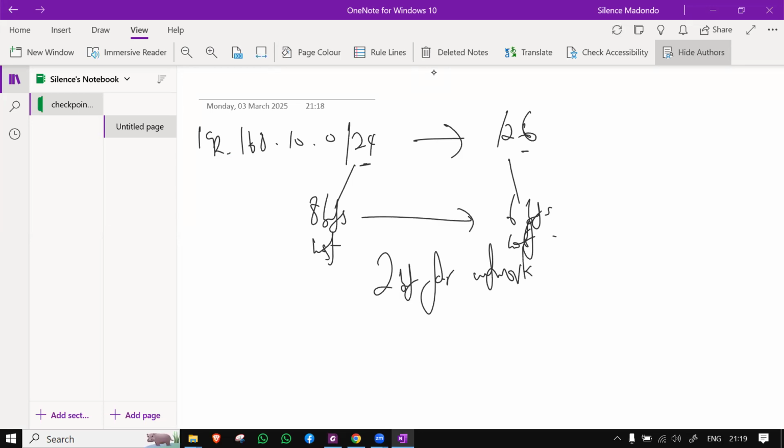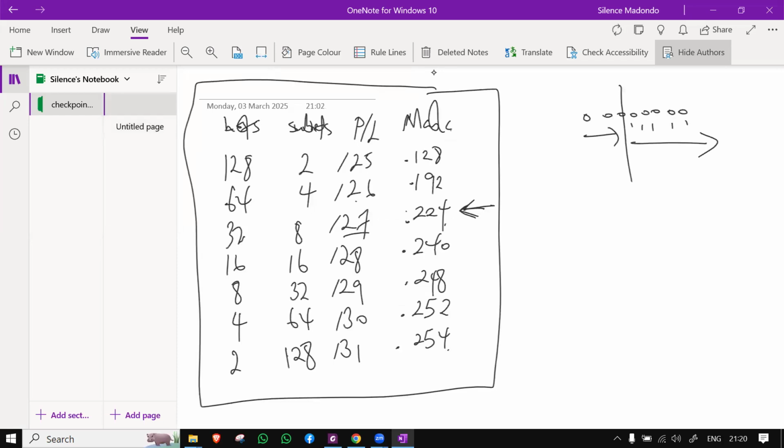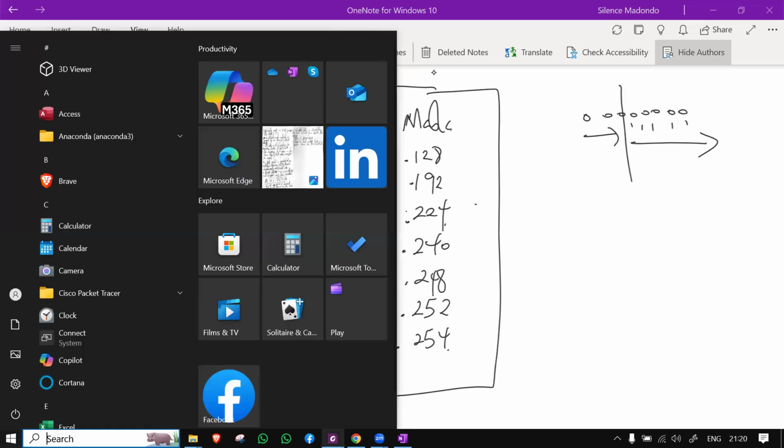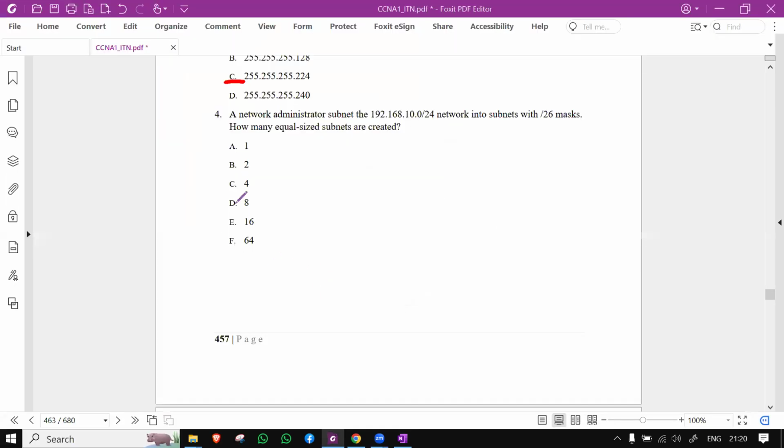From 8 bits down to 6 bits, it means we've borrowed 2 bits. That is the solution for subnetting. If you have 2 bits borrowed, it means you have 2 to the power of 2 subnets that can be created, which is 4 subnets. Or you can go back to the table and look at /26. How many subnets are created? 4. Very easy. You can also use the table. Like I said, most of my questions are here, but my answers will come directly from that table. All right, let's go.